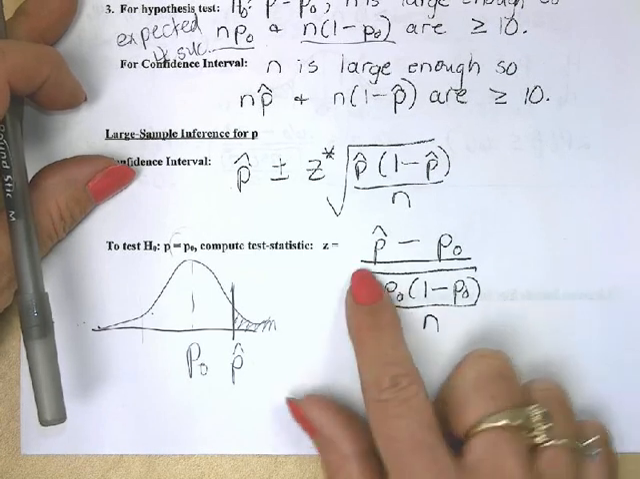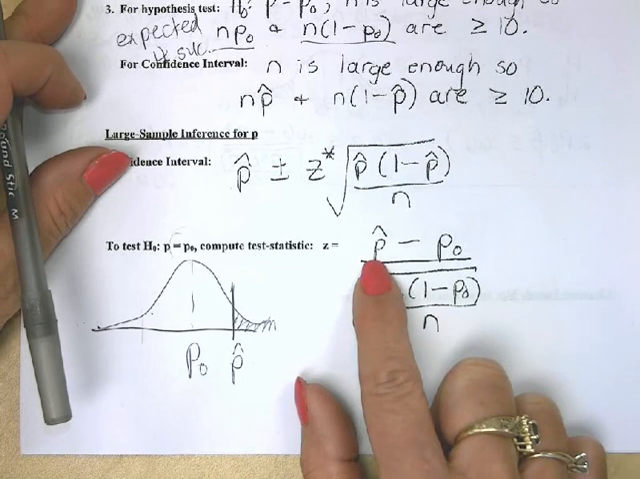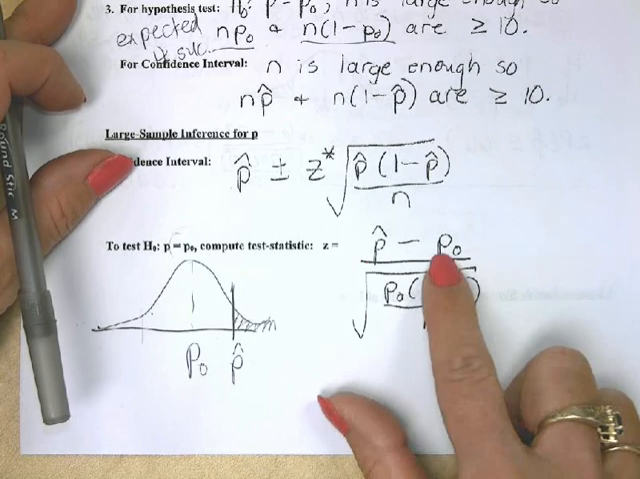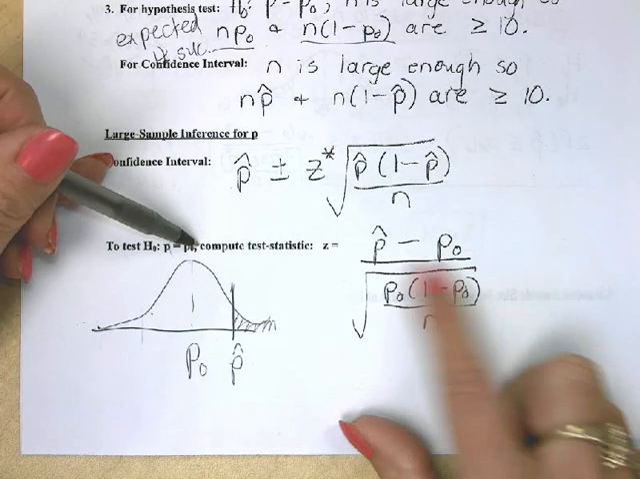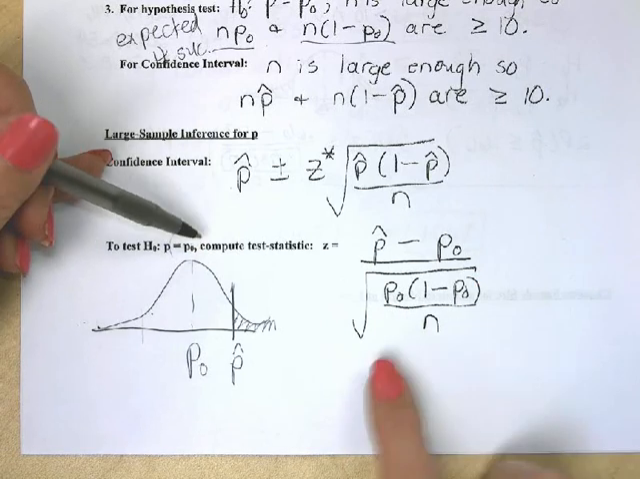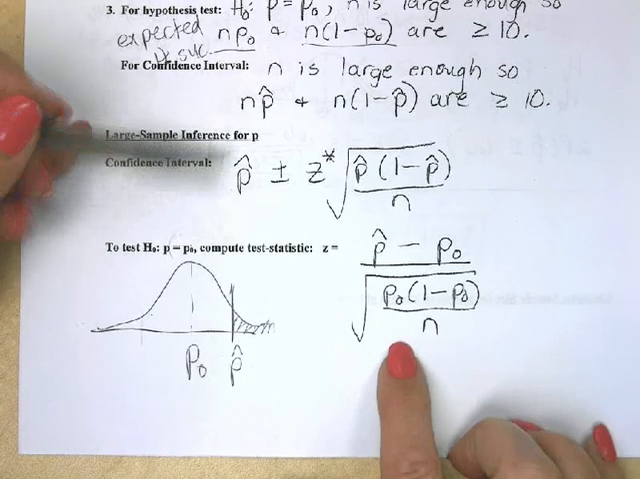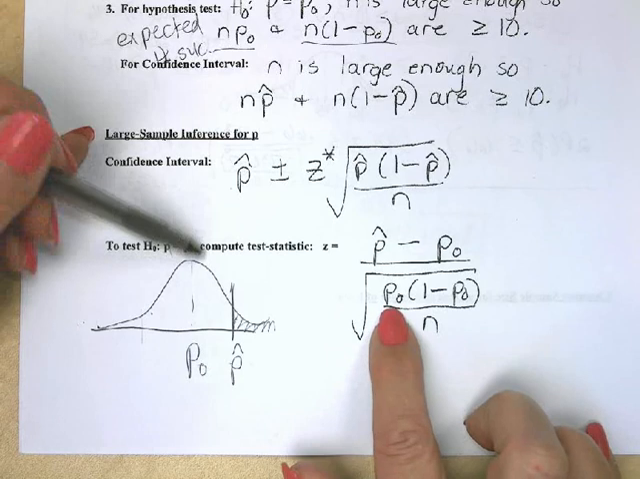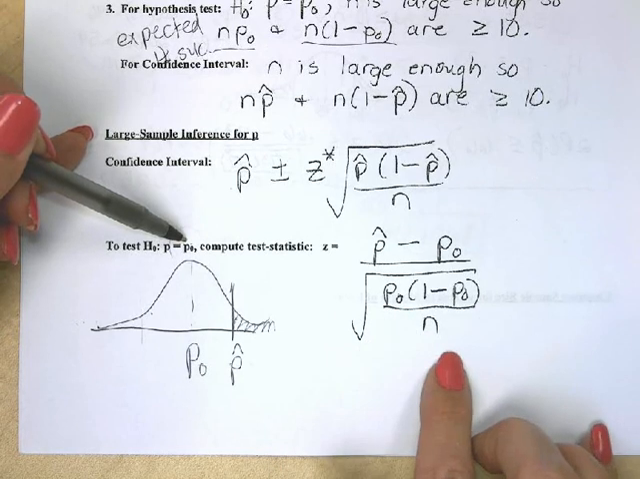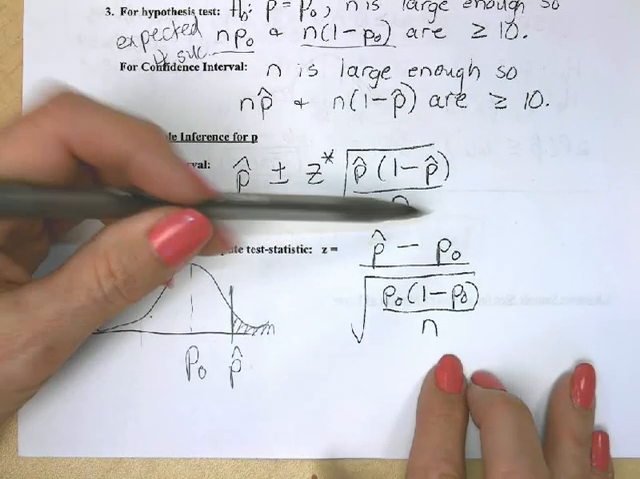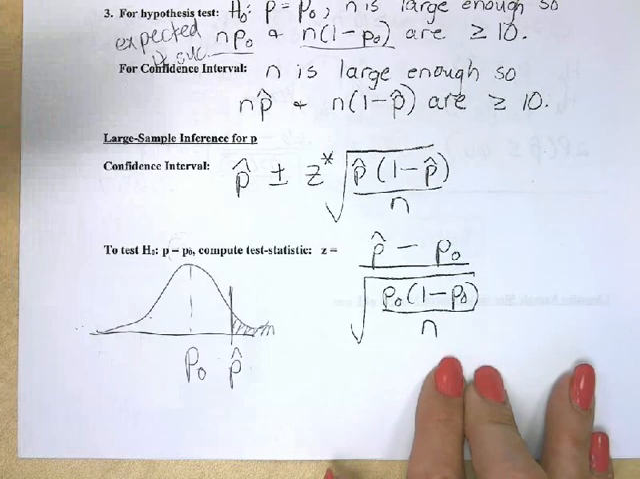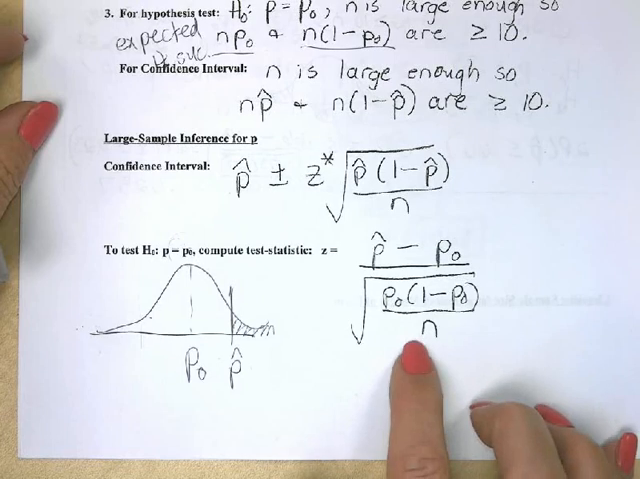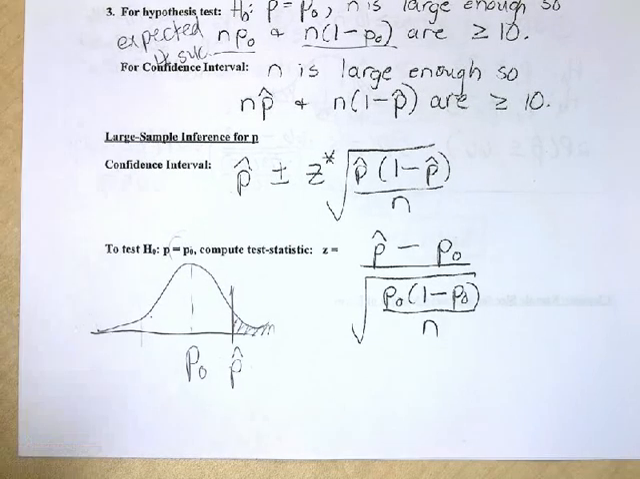We're going to take what we get from our p-hat, from our sample, minus what we're assuming the proportion to be, all divided by a standard error. And this standard error will be calculated using what we're assuming the proportion to be from our null hypothesis. Okay, so what we got minus what we're assuming all over a standard error. And that's how we consistently will find our test statistics for all the statistics we work with.